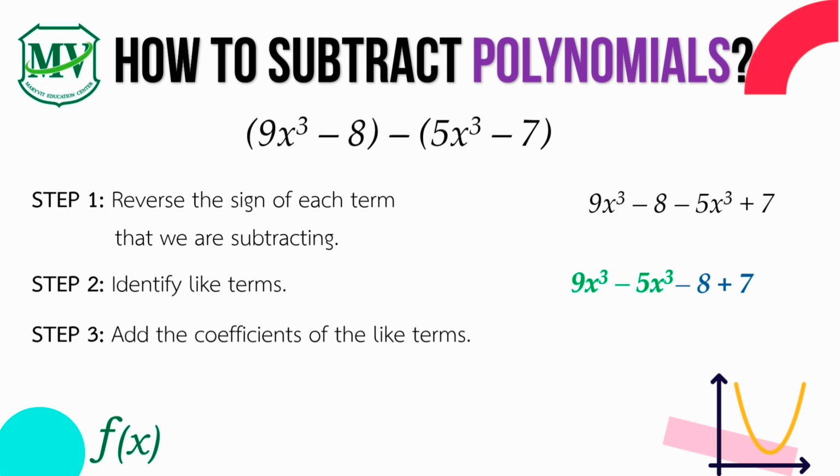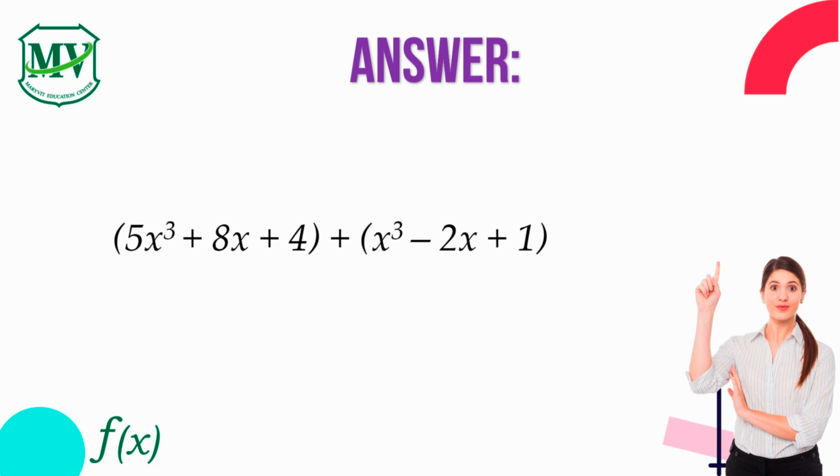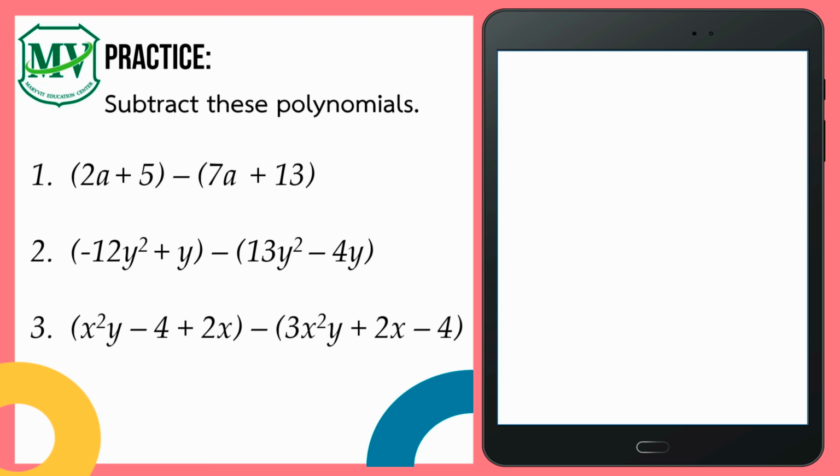Step number 3. Add the coefficient of the like terms. So 9x cubed minus 5x cubed equals 4x cubed, and negative 8 plus 7 equals negative 1. So the answer to the problem is 4x cubed minus 1.